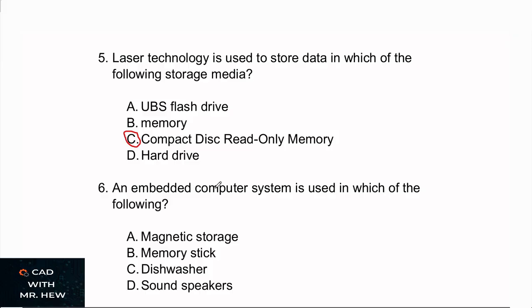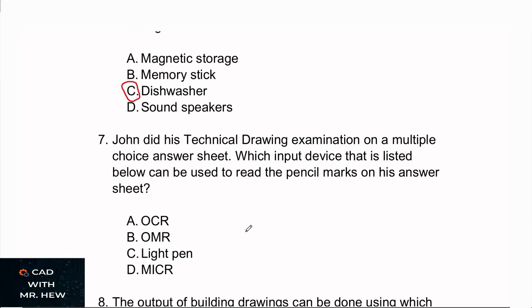An embedded computer system is used in which of the following? We have magnetic storage, we have memory stick, we have dishwasher, we have sound speakers. The correct answer is C. How many answers did you get correct so far? We're going to go to question 7.